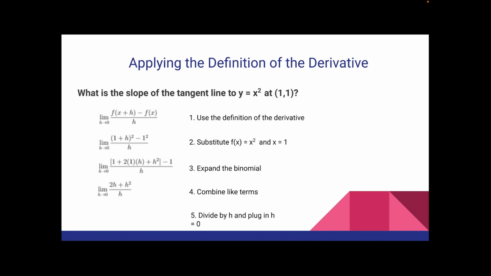Notice that I'm still keeping the limit notation. Finally, we can divide by h and plug in h equals 0, so we have the limit as h approaches 0 of 2 plus h, which is equal to 2. And this is just as expected from the previous slides.